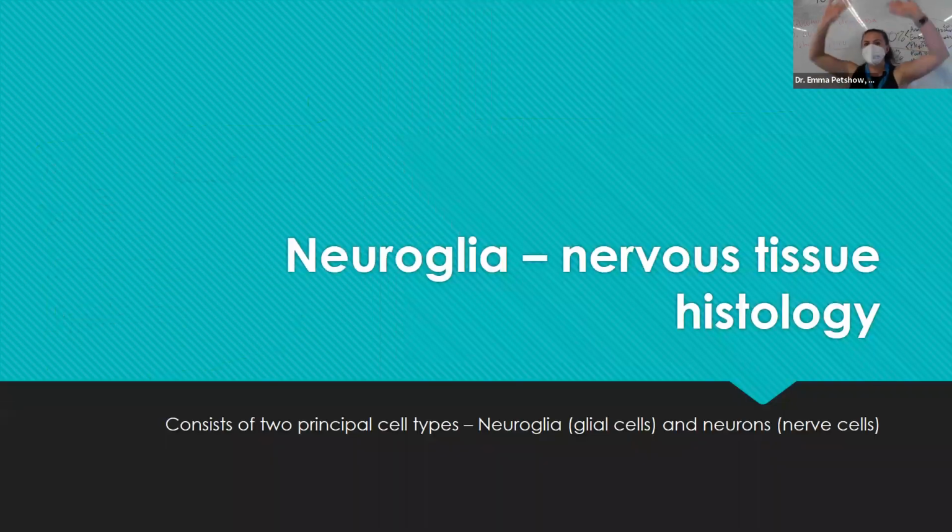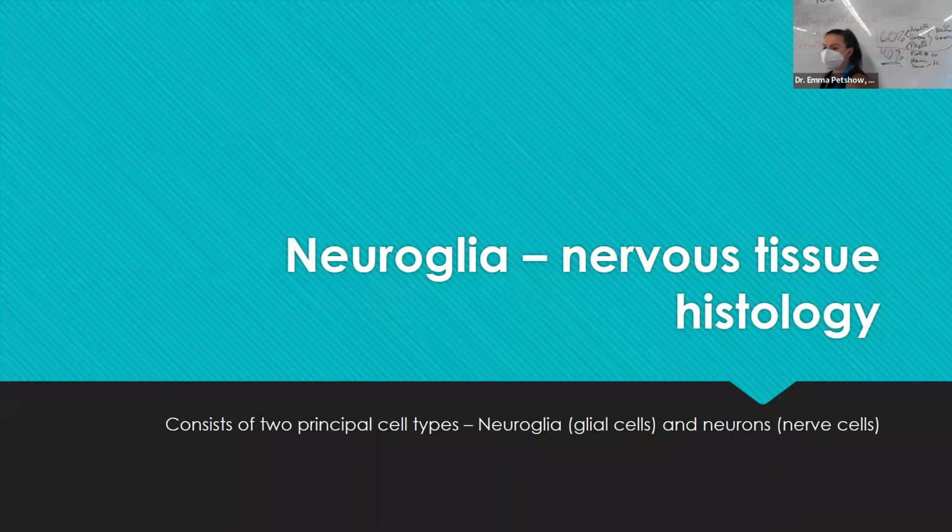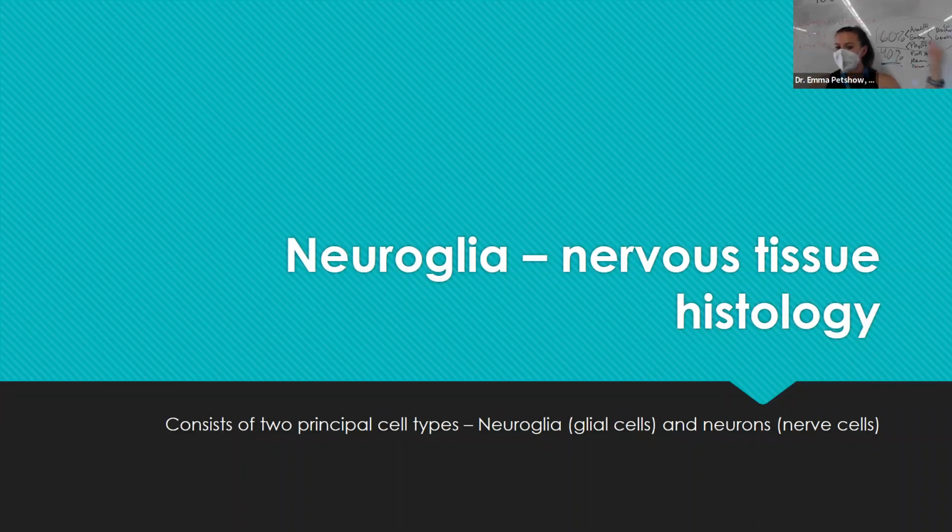So we are going to go from big picture down to more of a cellular level now, looking at our neuroglia, looking at more of our nervous tissue histology. When we think about our neuroglia, we're thinking about two principal different cell types, our neuroglia or our glial cells, and our neurons or our nerve cells. Neuroglia are the small cells that surround and wrap around our delicate neurons, versus our neurons, which are our nerve cells. Those are the excitable cells that we think about most commonly that are transmitting our signals.